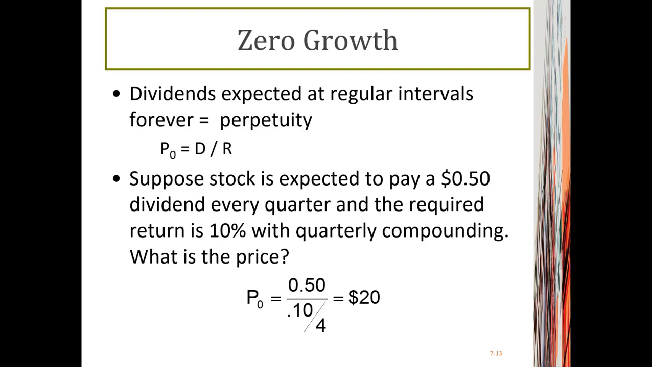So for preferred stock, it's pretty easy to calculate its price. It equals the fixed amount of dividend divided by the discount rate.